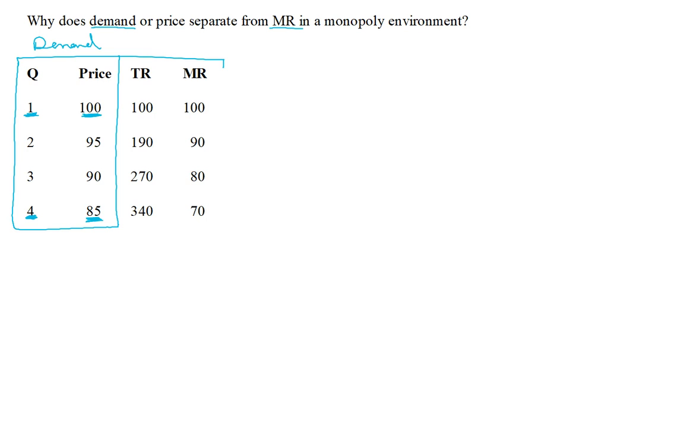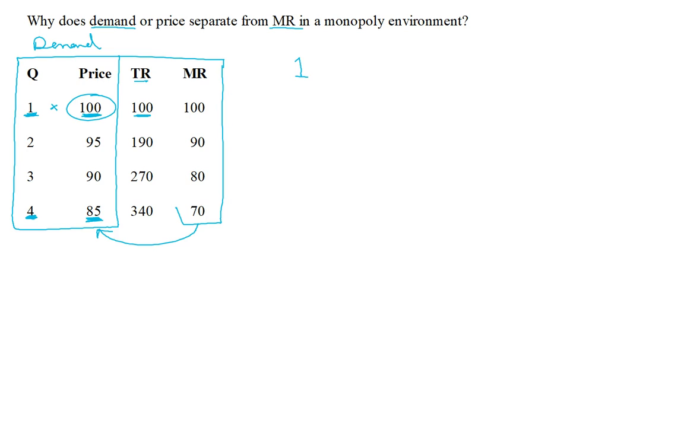So that's going to cause the marginal revenue numbers over here to separate from the price. Let's talk about why that would be the case. If the firm were to produce 1 unit of the good, they would charge a price right here of $100, and 1 times 100 gives you your total revenue, which would be $100.